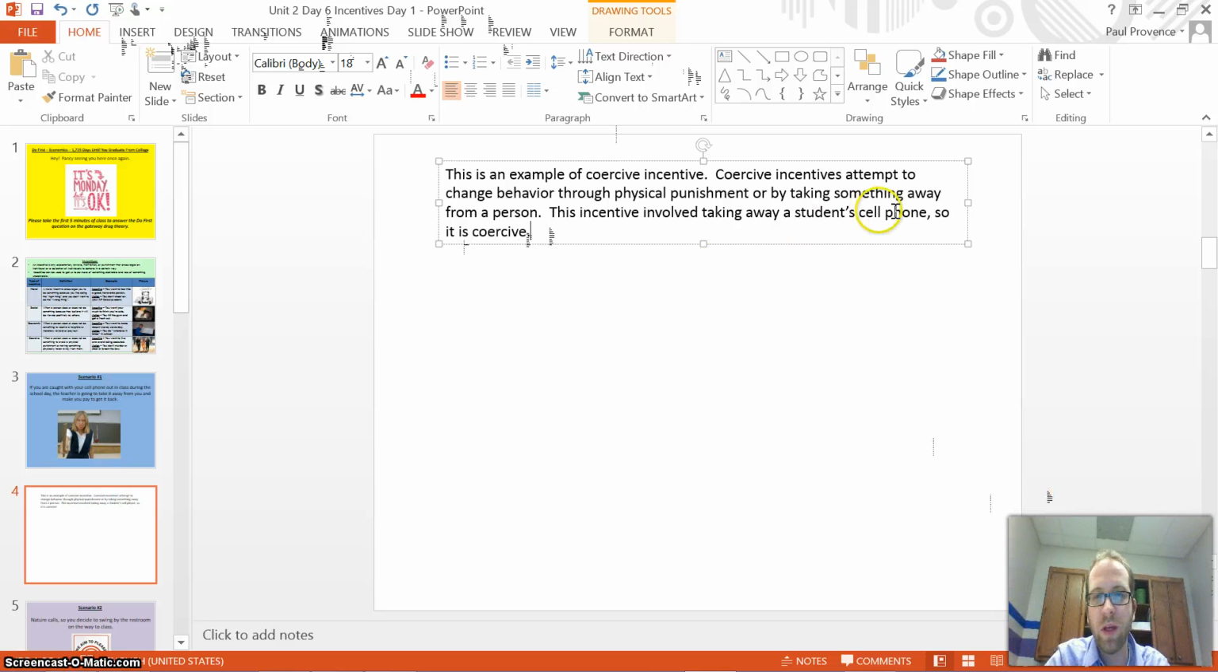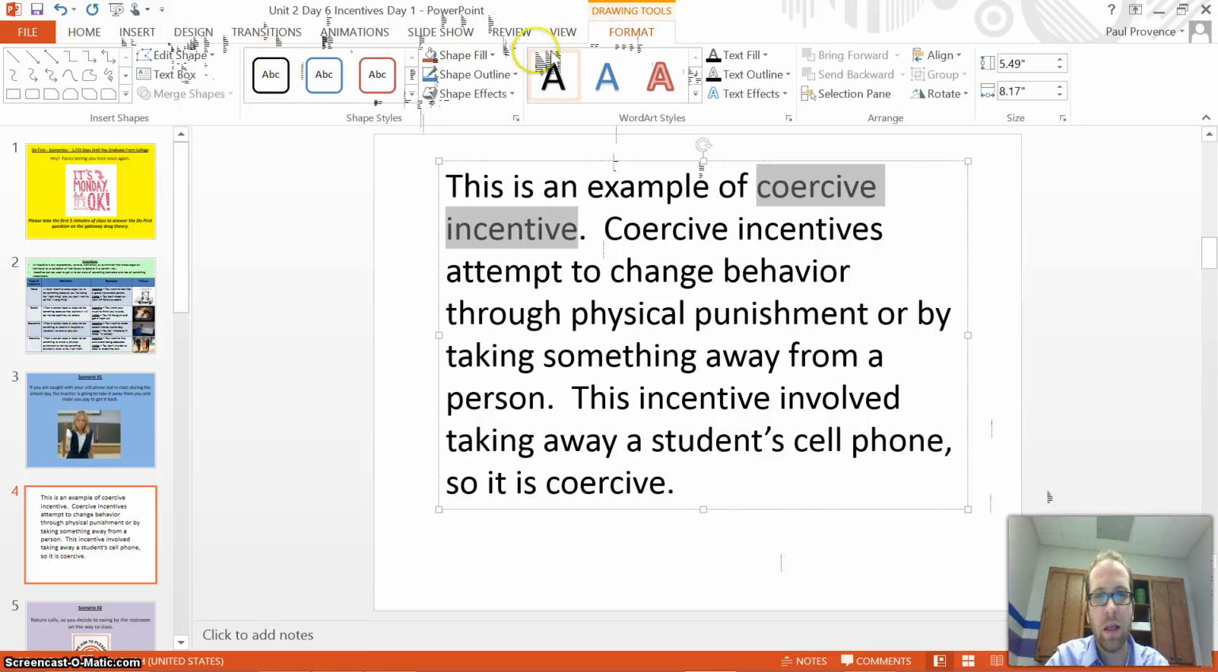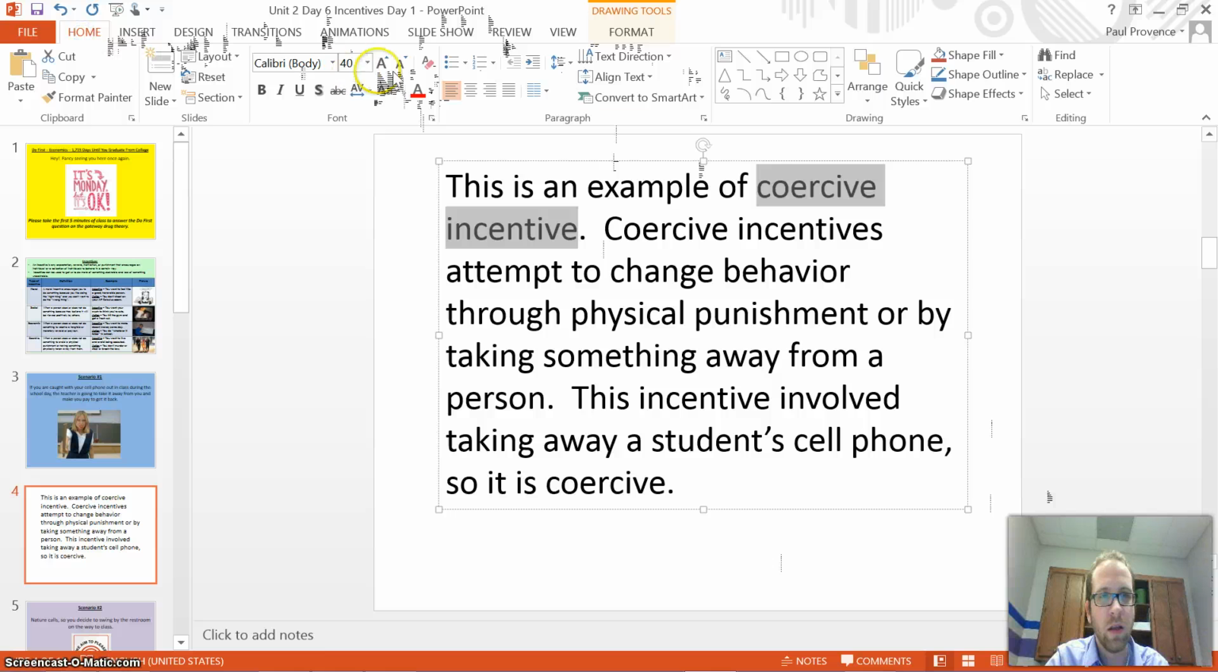So there are 3 important parts to our answer that we've talked about several times in class. So let me make that bigger. First, we have our identify. I'm going to highlight our identify, I'm going to turn it red. So coercive incentive, that's our identify. We identify the type of incentive.